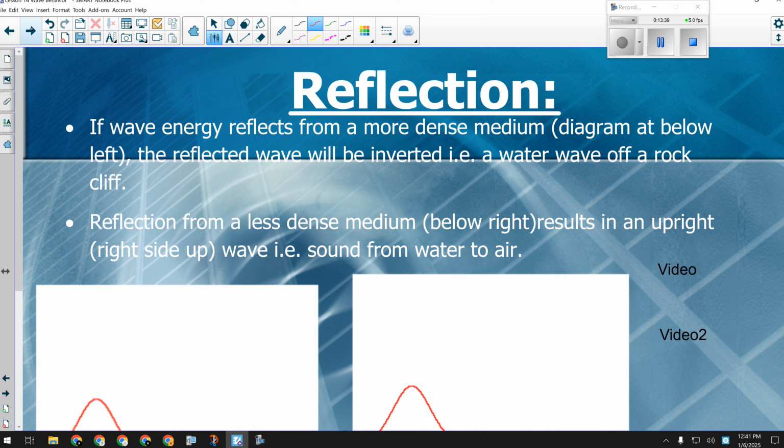Once in a while you'll get a question like a worksheet or something like that that I didn't make up, and instead of the word upright, they'll use the word erect. I don't use that because people chuckle. Upright means it's the same as the one that came in. A crest came in, a crest got reflected. Inverted means a crest came in, a trough got reflected. But just in case you come across a worksheet question, I think I changed them all, but I might have missed one or two. If it says the reflection is erect, it means upright.